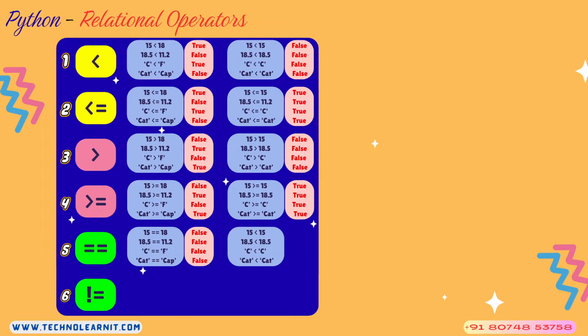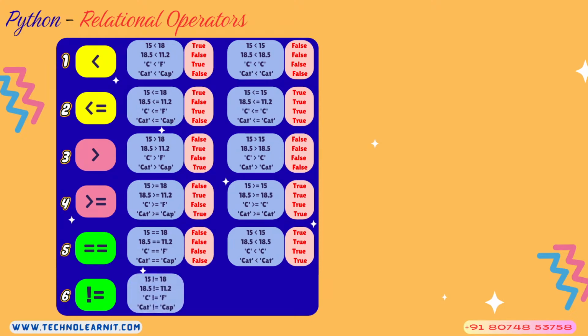Finally, sorry, here the operator should be equal to. 15 equal to 15 should be true. And 18.5 equal to 18.5 should be true. The string C equal to string C should be true. The string cat equal to string cat should be true. There is a typo here. The less than operator here should be interpreted as the double equal to symbol.